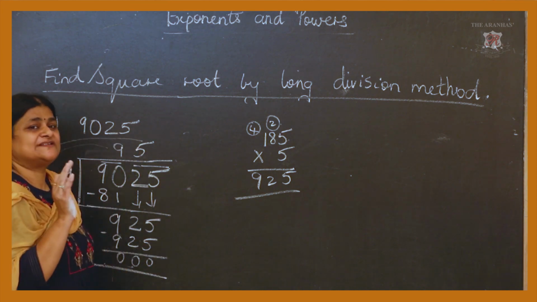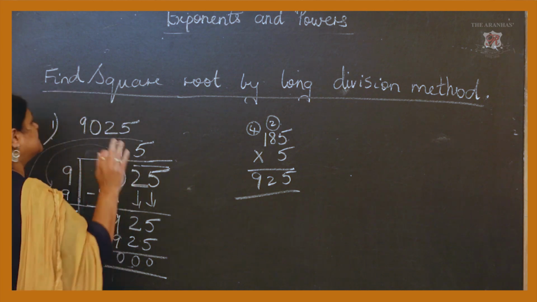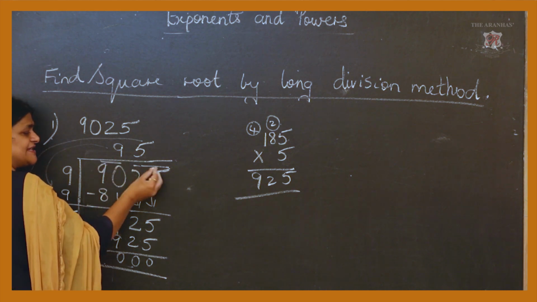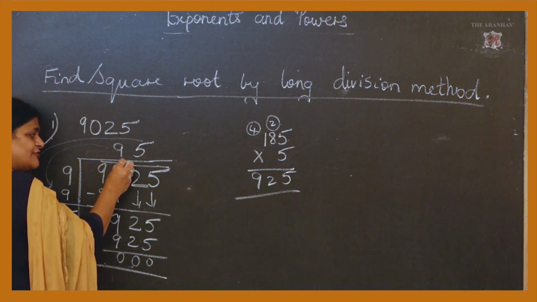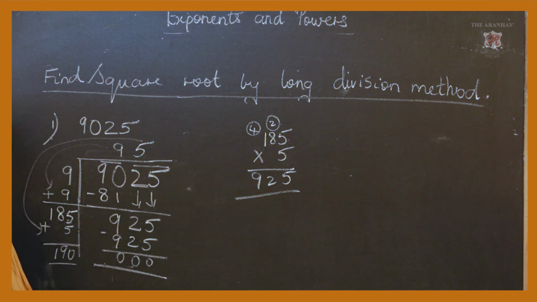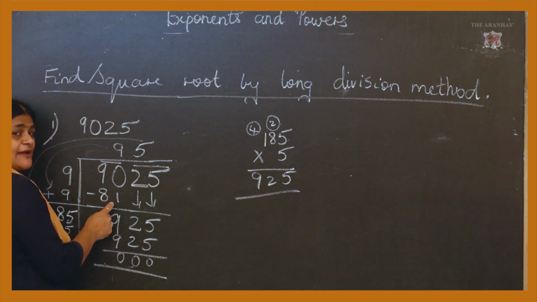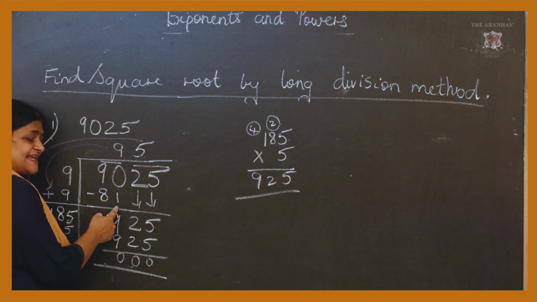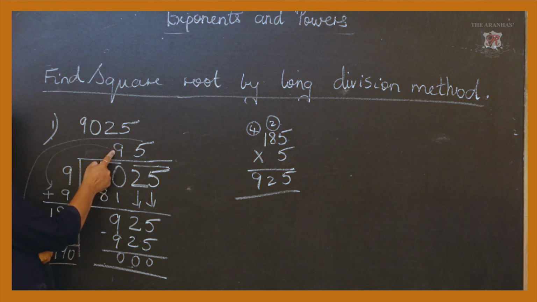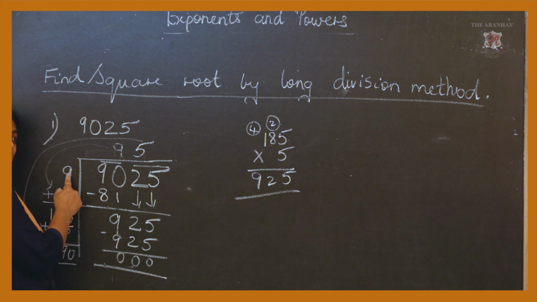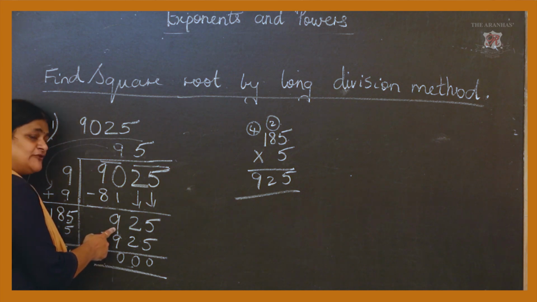You have to find the square root by the long division method. So here you have been given 9025. When you are taking this 90, you take 9 9s are 81, and this 9 you are going to put down. So 9 plus 9 will give you 18. Then 90 minus 81 will give you 9, and then you are going to take 25 down.